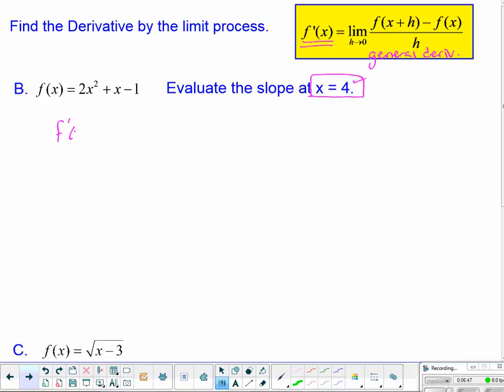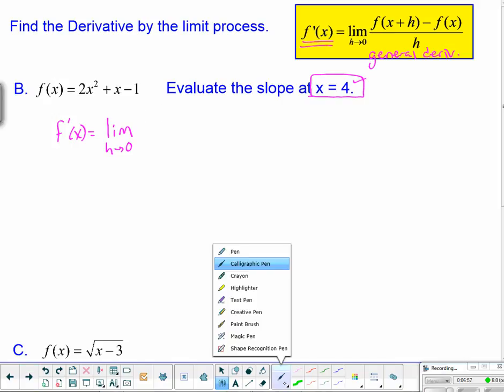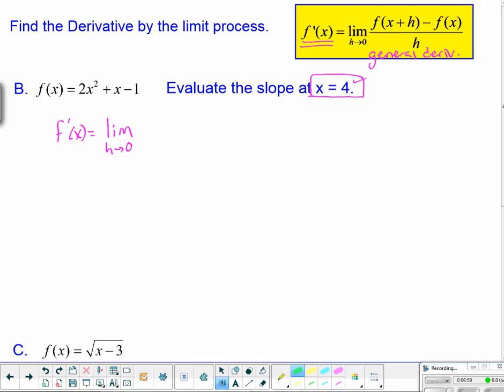Let's start it out. f prime of x is equal to the limit as h goes to 0 of f of x plus h. So everywhere I see an x, right there's one and right there's one, I'm going to replace it with x plus h. So on top, I'm going to go 2 times the quantity x plus h squared plus x plus h minus 1. And for that, I was replacing x.